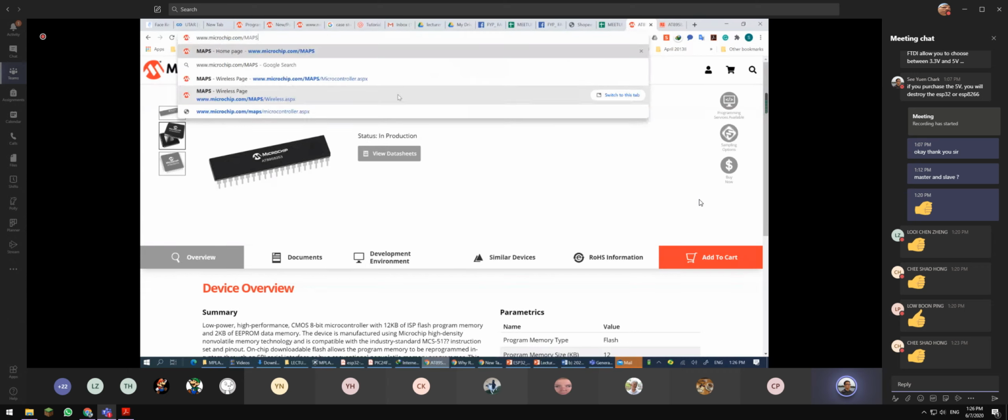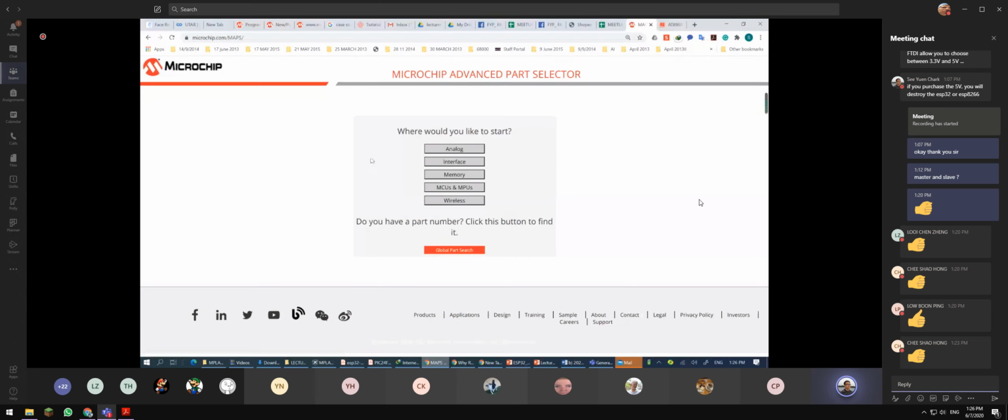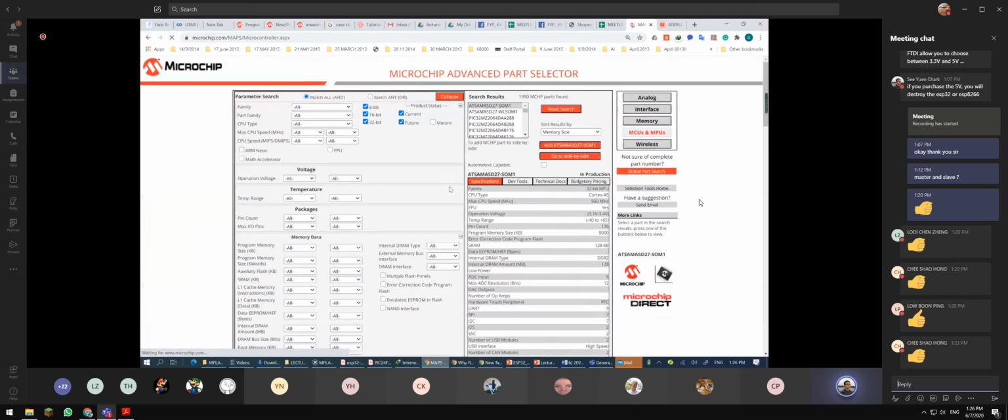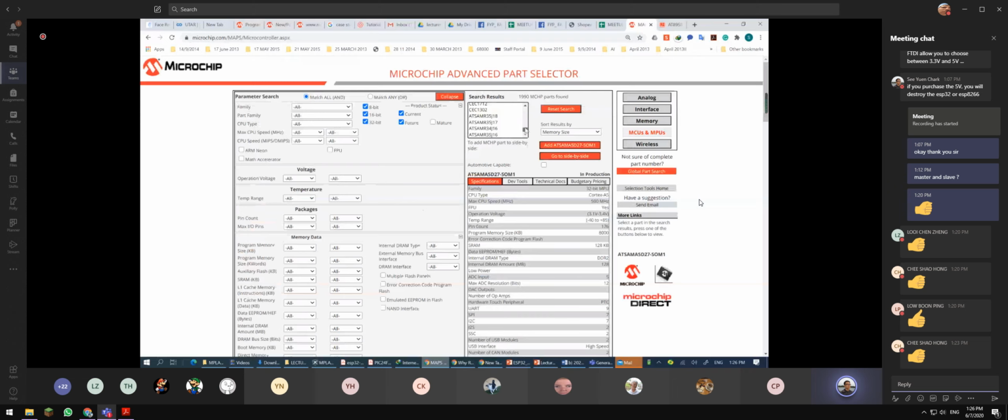Okay, come to here. So what do you want to do? I'm selecting microcontroller, microprocessor. This is a very useful feature. Let's say for example you want to find the correct microcontroller for your design. Then you can always click all these things, and it gives you the result. Which one is more suitable for you?